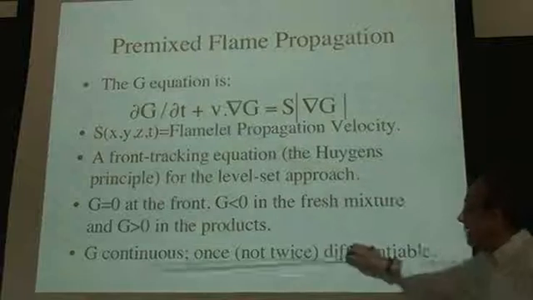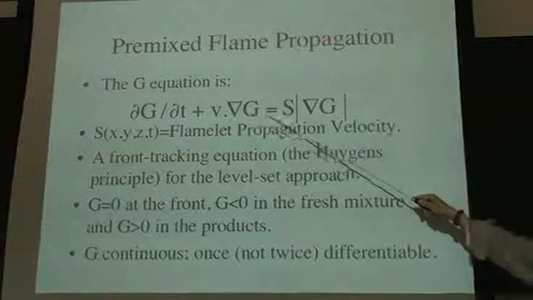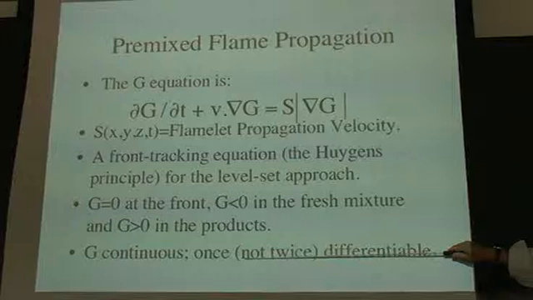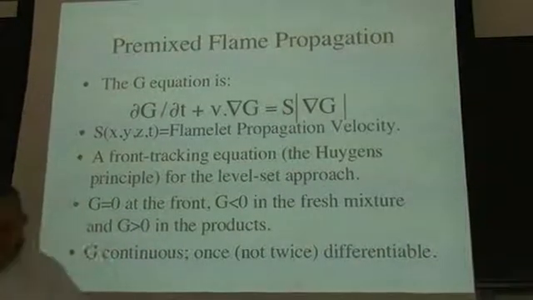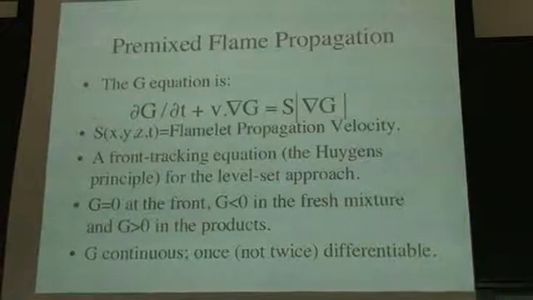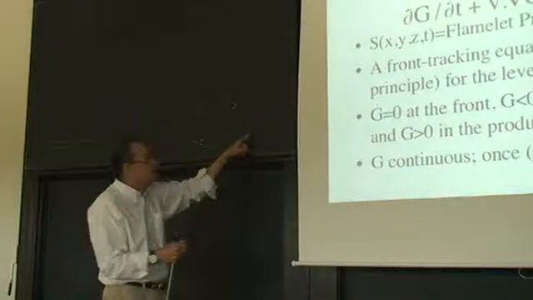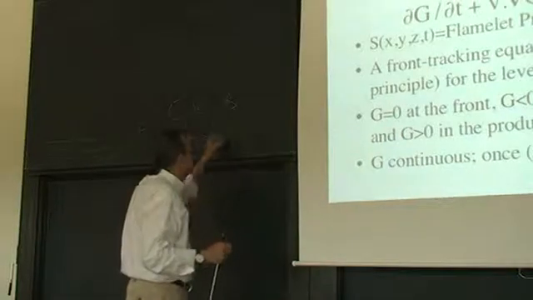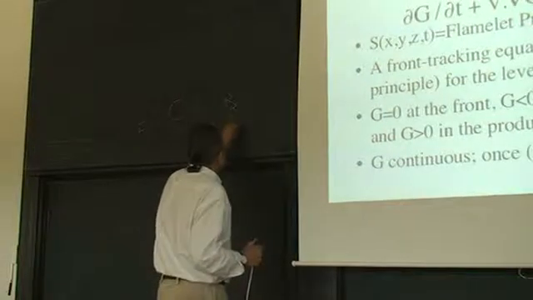The function G is continuous. It better be, and it better be differentiable. Otherwise, this symbol gradient G doesn't have any meaning. But typically, it's not twice differentiable, only once differentiable, because when these fronts propagate, they can propagate into each other and form a cusp, and there's a singularity at the cusp, so the second derivative no longer exists at the cusp. At a later time, the cusp would remain.